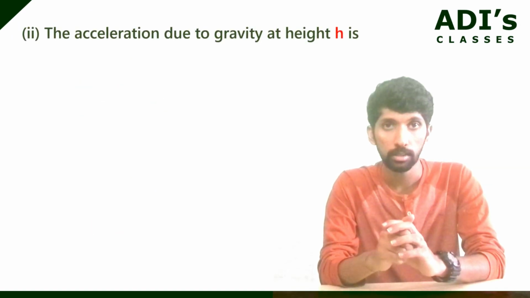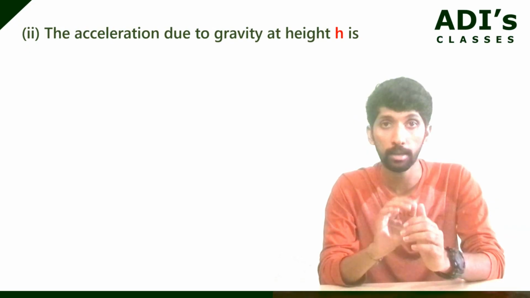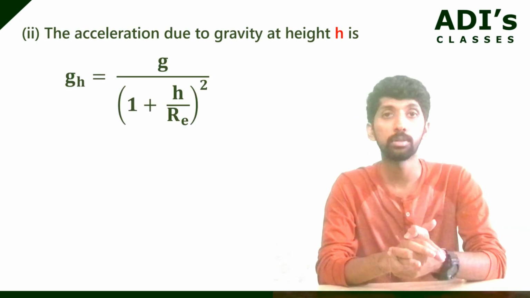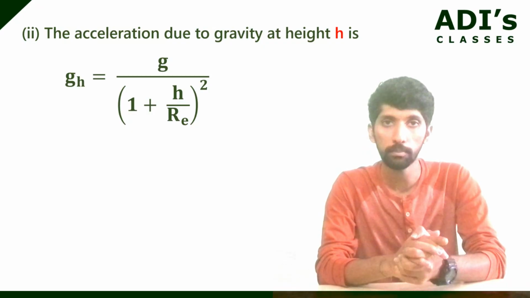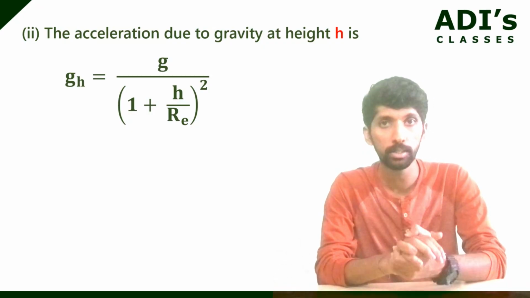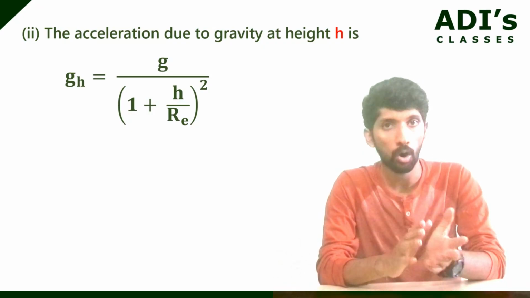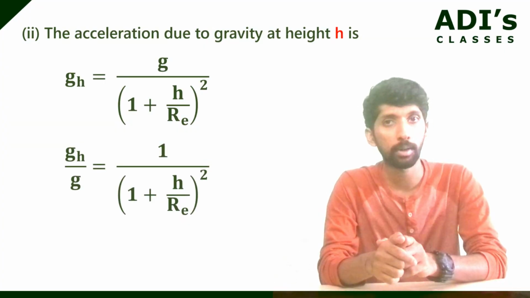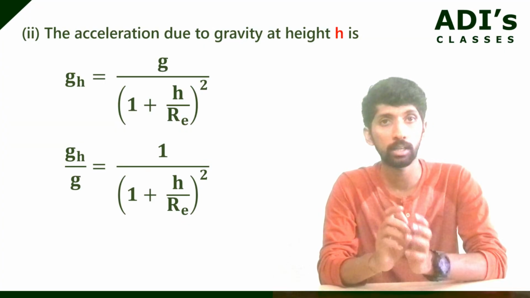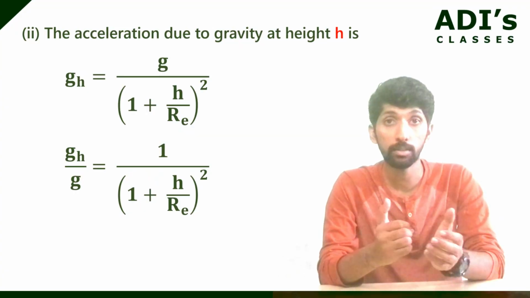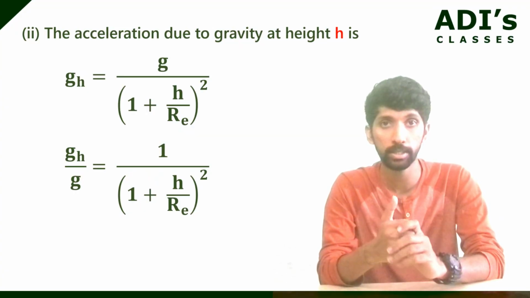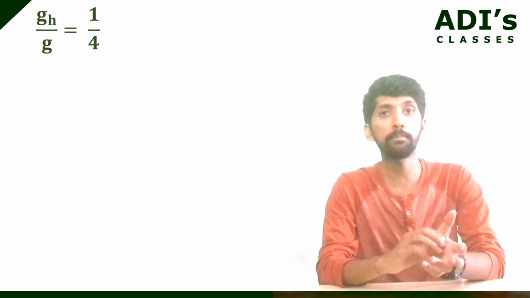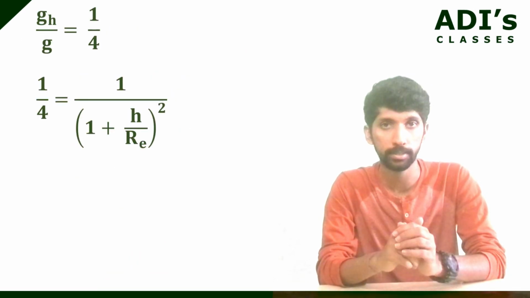The second one, at a height of h, correct, above. So the formula is what, gh is equal to g divided by (1 plus h by Re) whole square, correct, or gh by g is equal to 1 divided by (1 plus h by Re) whole square. Now we have that value as 1/4, correct, gh by g. So 1/4 is equal to 1 divided by (1 plus h by Re) whole square.